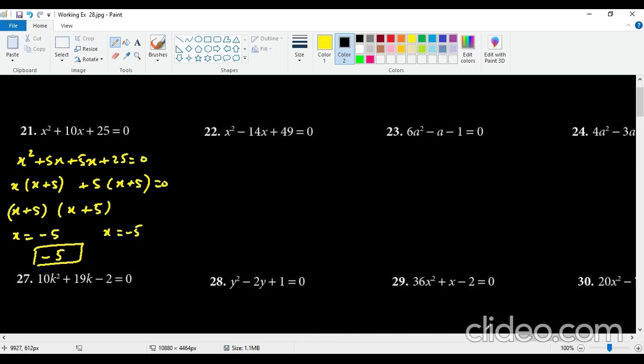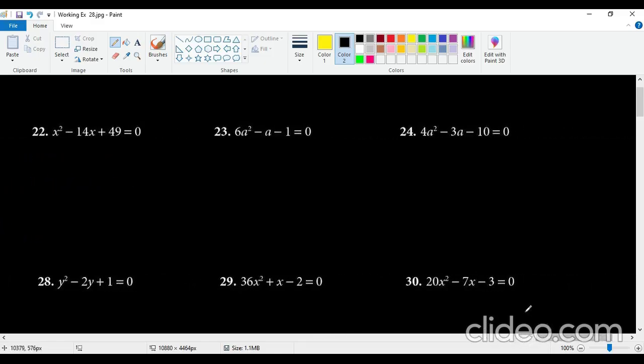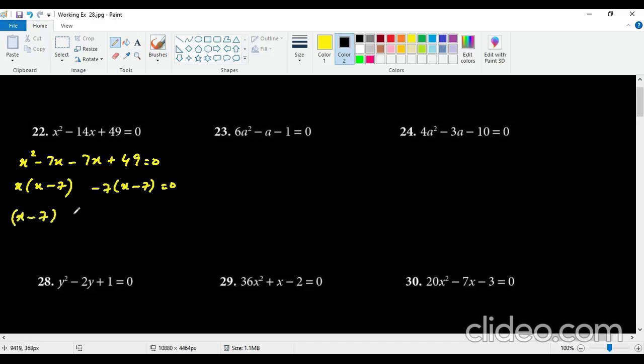Moving on to the next question, which is question number 22. In here, 49 we get by 7 times 7, and minus 7 is giving us minus 14. So I will write x squared minus 7x minus 7x plus 49 like this, and x is common in the first and second. X minus 7 in one bracket, copy down x minus 7 like this, and minus 7 will be written like this. So x minus 7 is going to be the factors. That means x will be equals to 7, and here also x equals 7.